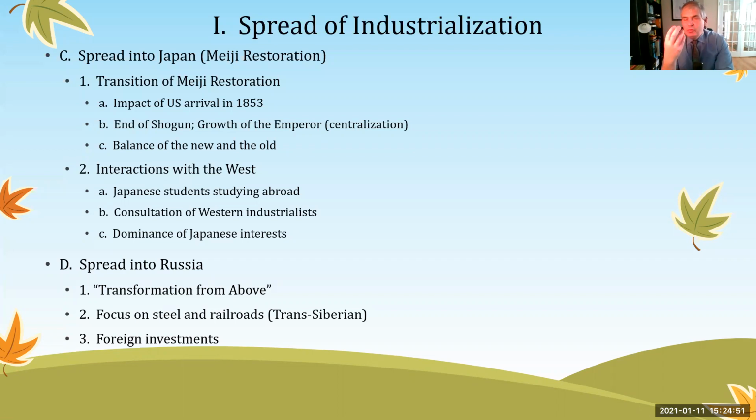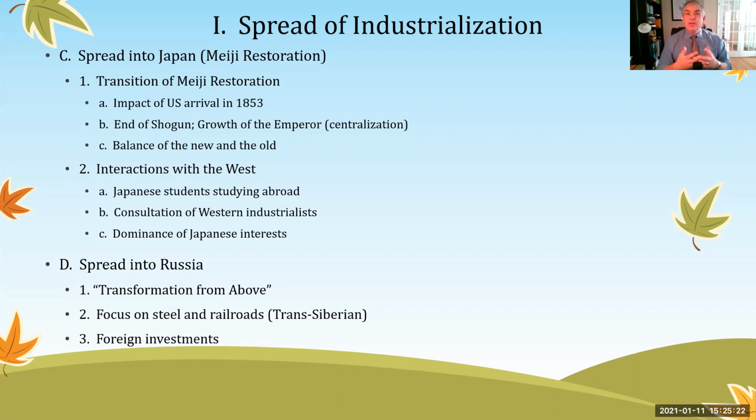So this move to industrialize is motivated out of a desire for self-preservation of Japanese culture. Which brings me to number two, the interactions with the West. The Japanese government is going to send students abroad to study throughout Europe and the United States to learn about the factory system, to learn about government, to learn about education, to learn about shipbuilding, and to bring those ideas back into Japan for implementation.